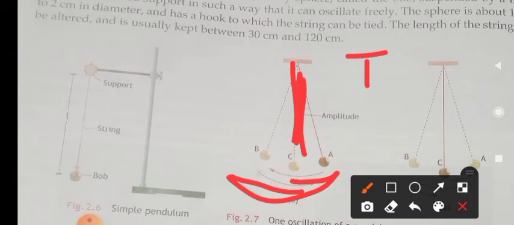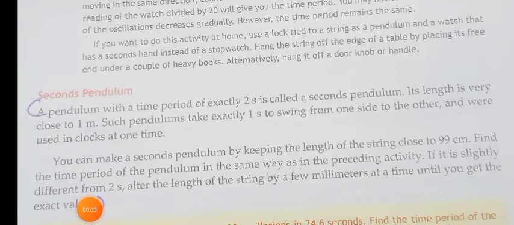Okay, it increases when the length is increased. Okay, your pendulum. So here are some other examples. Let us discuss what they are.